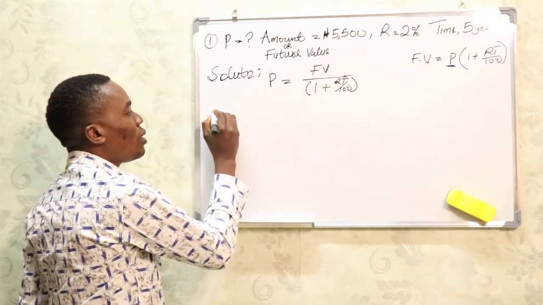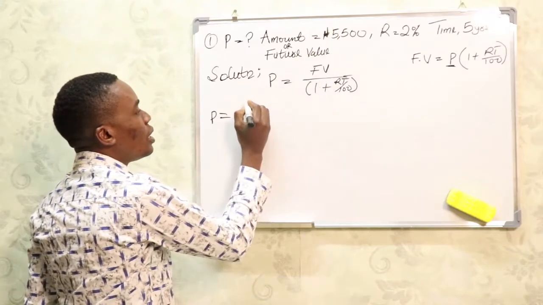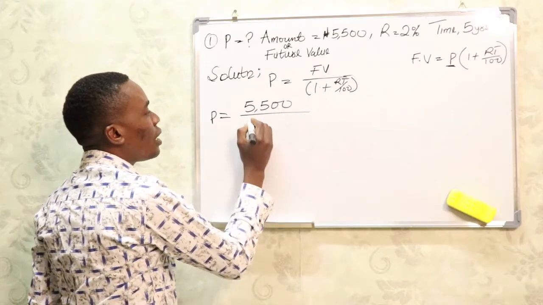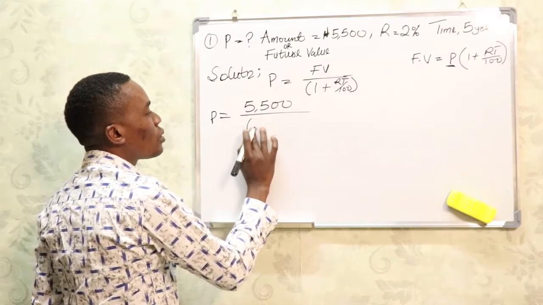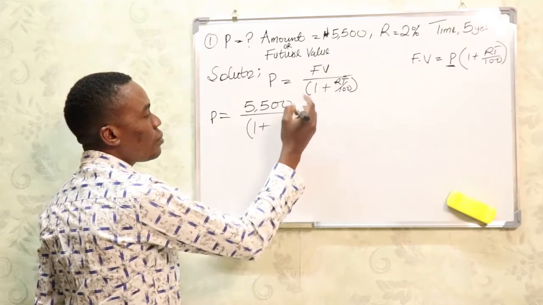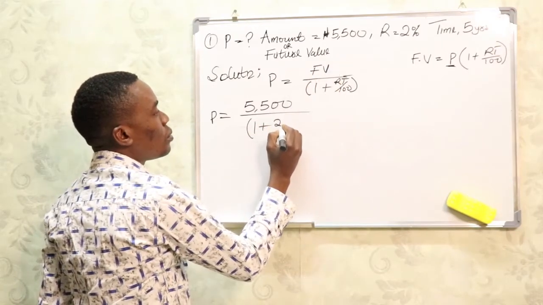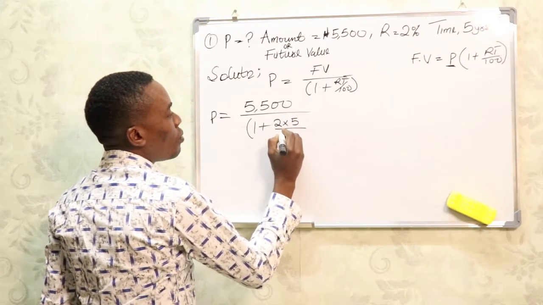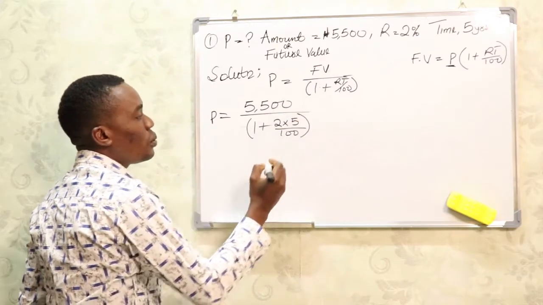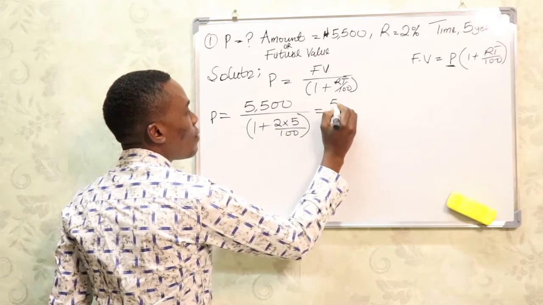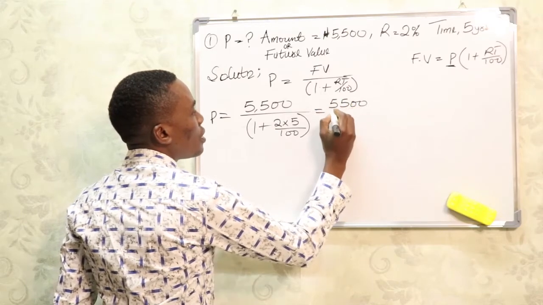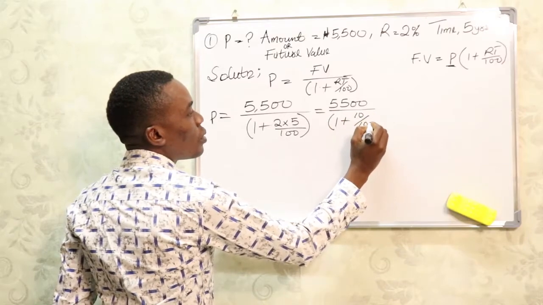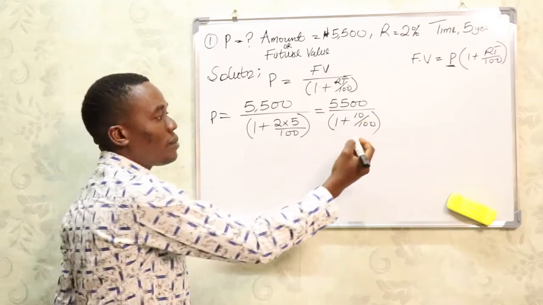Now we're going to have P equal to the future value, which is 5,500, divided by 1 plus the rate, which is 2, times the time, which is 5, all over 100. Simplifying this further, we have 5,500 divided by 1 plus 10 over 100.